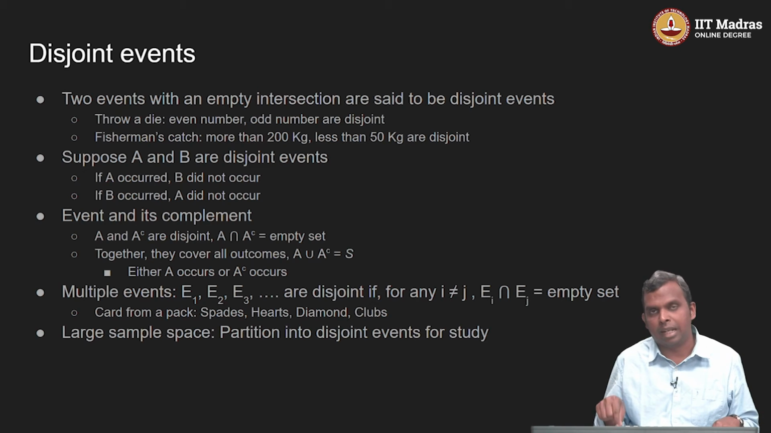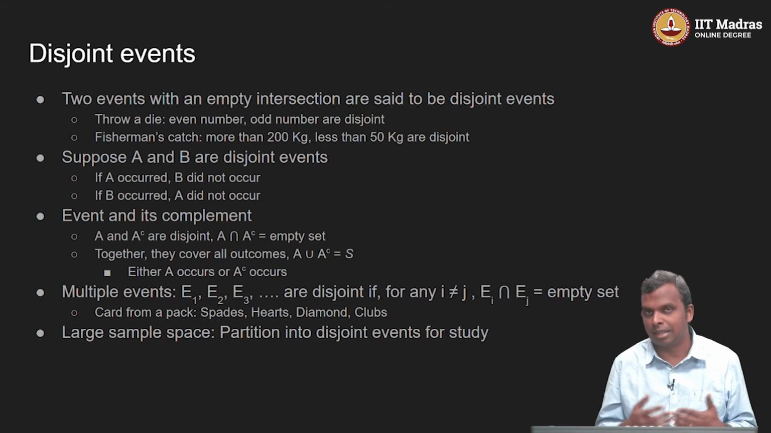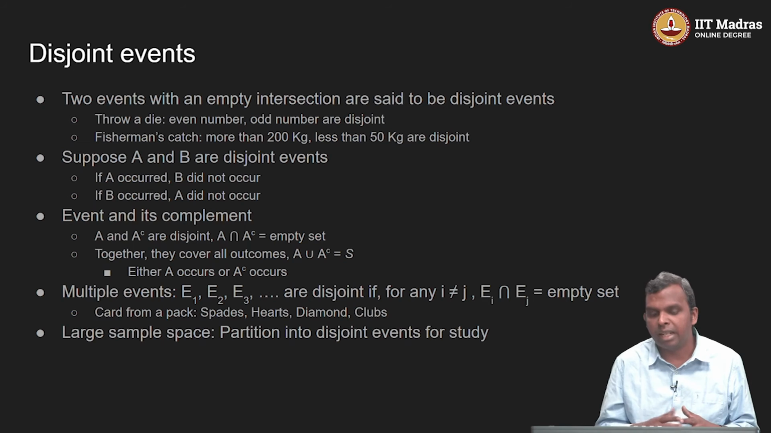And if B occurred, A did not occur, right? So that's the nice thing about disjoint events. That's something you can know. I've given you an event and its complement as an example. If A and A complement are there, they are disjoint, right? A intersect A complement is the empty set. Everything that's not in A is in A complement.